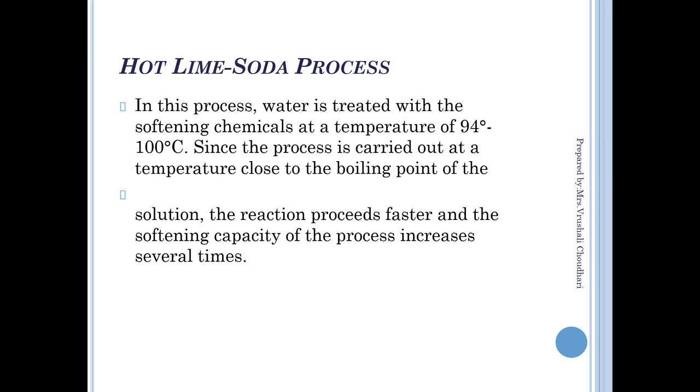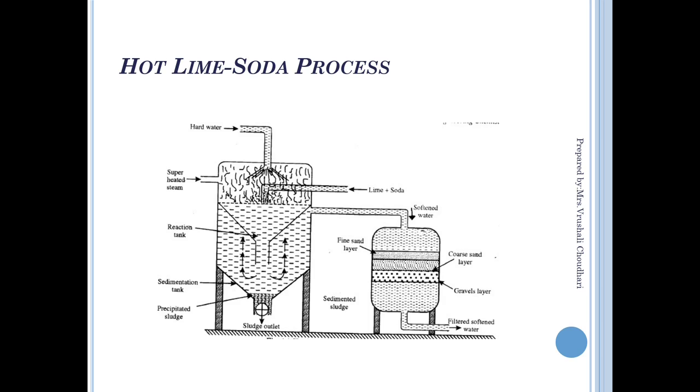To increase the speed of the soda lime process, we are going to carry out this reaction at a higher temperature, where the chemical is heated to 94 to 100 degrees Celsius, to increase the rate of reaction, make it faster and increase the water softening capacity. The tank is similar, but here we are allowing hot water to pass through this tank along with lime and soda. Due to the high temperature, the reaction is faster.